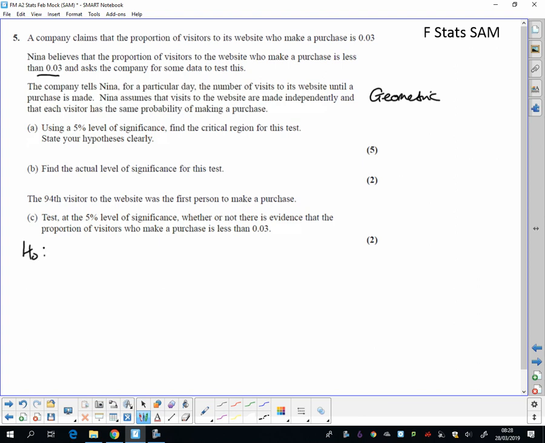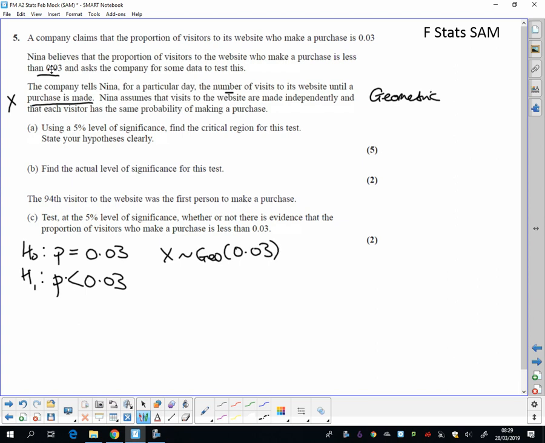So our null hypothesis is that the proportion of visitors, so the probability of a visitor making a purchase, is 0.03. Our alternative is that Nina believes it's less than 0.03. Right, so if X is our number of visits to the website until a purchase is made, then under H0, X comes from a geometric distribution with p = 0.03.